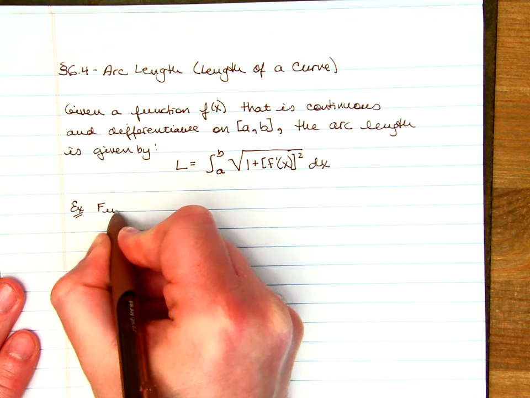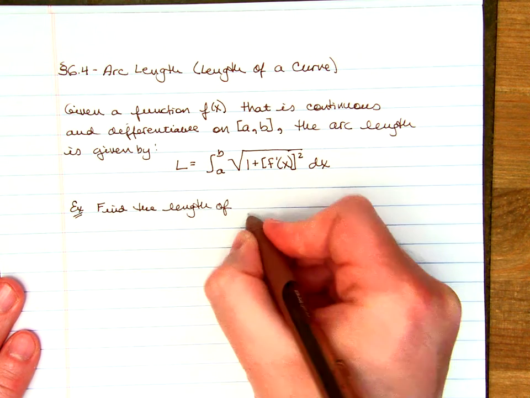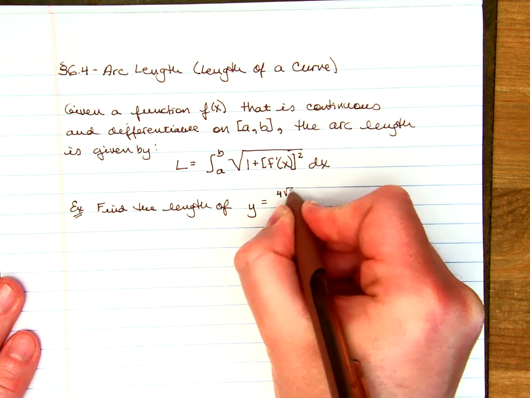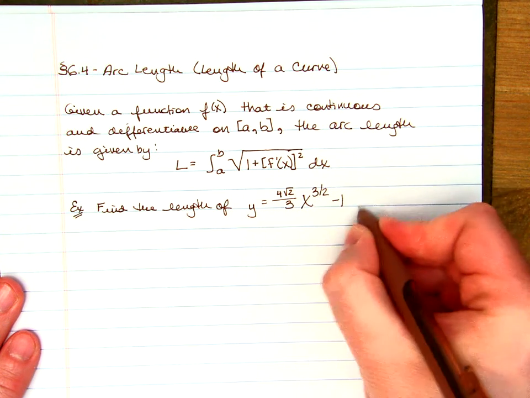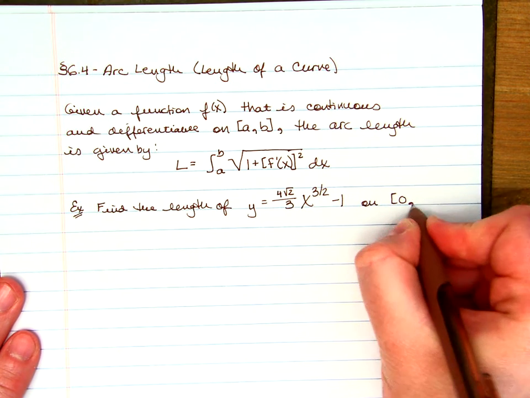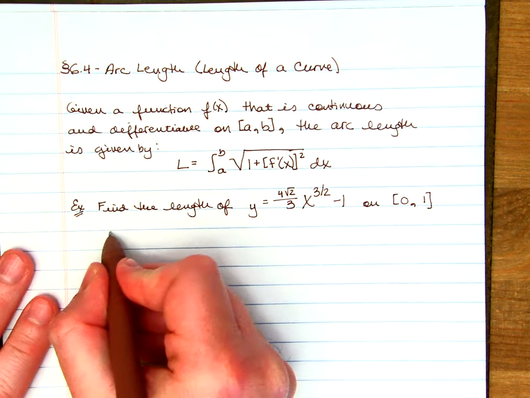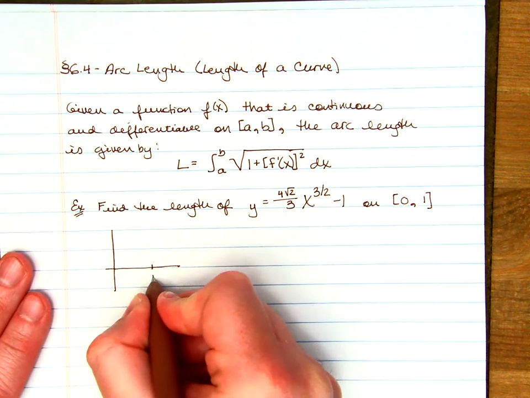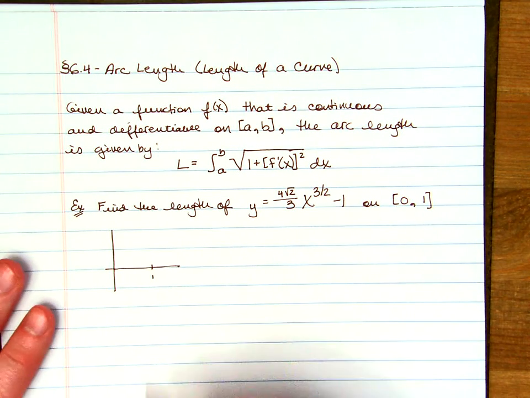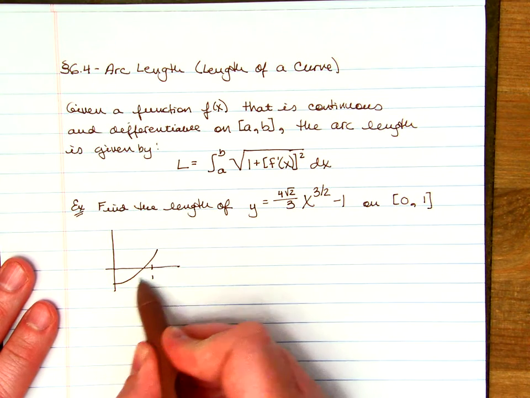For example, I want to find the length of the function y equals 4 root 2 over 3 x to the 3 halves minus 1 over the interval from 0 to 1. And I realize it looks like a very messy function. I actually chose it because it will become much, much nicer when we start to do our calculations, and we can deal with this by hand. If we went to the calculator and graphed this, we would get a graph that looks something sort of like this. And I want to find the length along that curve.